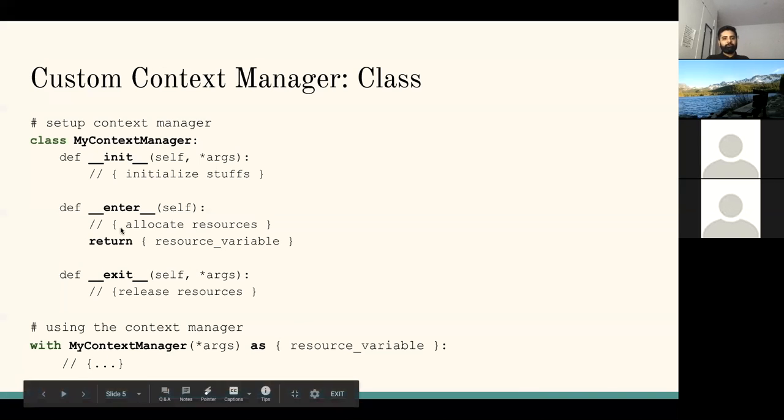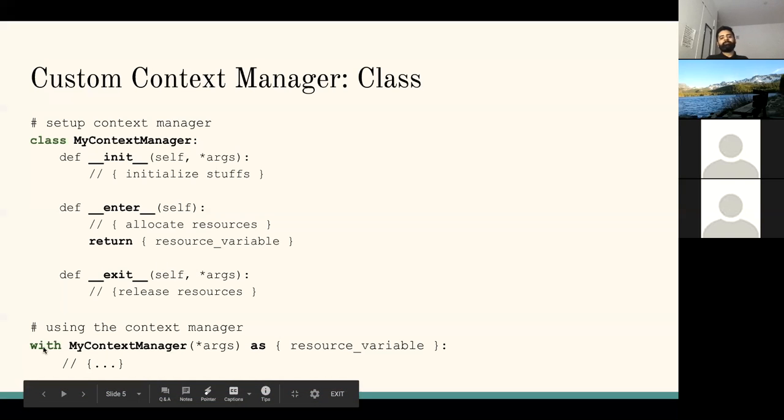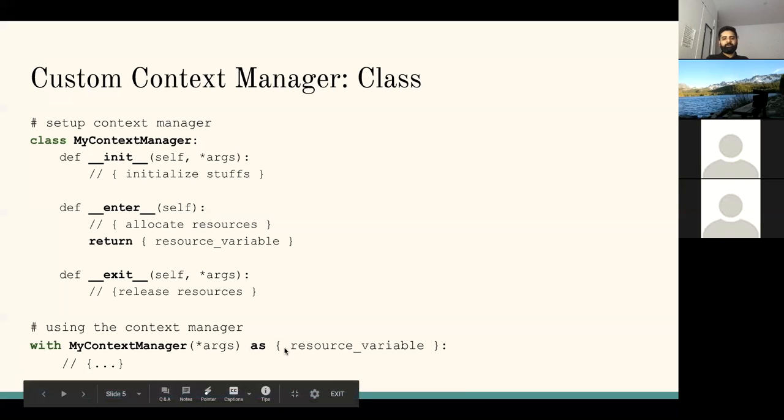So let's say you want to make a database connection. You can say class, my database session, something like that. Inside the enter statement, you actually open the database connection and then you return the session of the database connection. And then in the exit, you close the database connection. And when you come here, you can just do with my context manager database session as session. You run your queries and that's all.